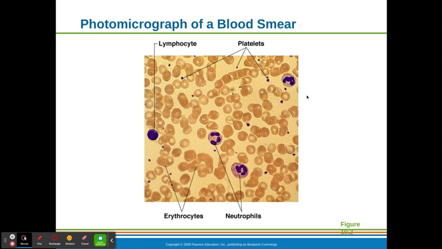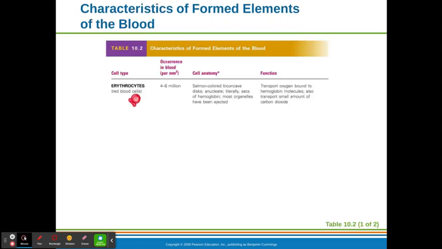Okay, this is what's called a peripheral smear manual differentiation. So we go in and we count all of these here. As you can see, the most abundant ones we have here are these disc-like erythrocytes, red blood cells. Now, we also have our other formed elements that we see right here. These tiny dots are going to be platelets. We have lymphocytes, neutrophils. You could also have eosinophils, basophils, other ones as well.